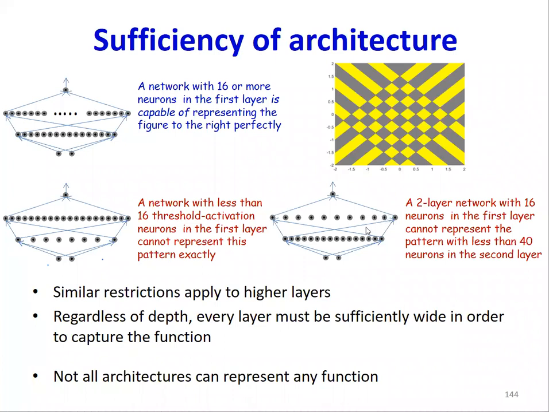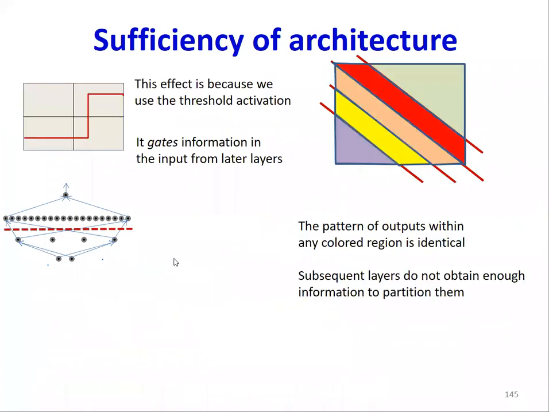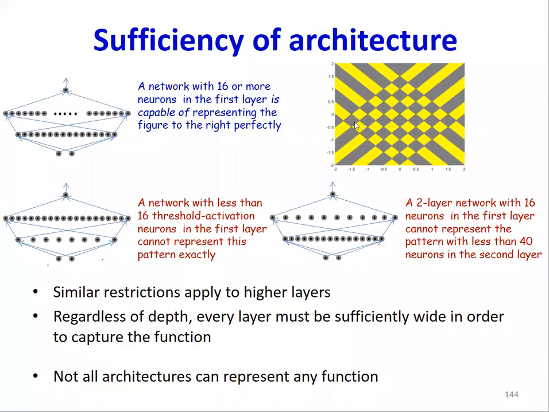So basically, if I decide to have 2 layers, the first layer needs to be 16 units wide, and the second layer needs to be at least 40 units wide, or I won't be able to construct this pattern. So regardless of depth, every layer must be sufficiently wide in order to capture the function. And why is that? Why 40? Because we had 40 of these yellow regions, right?